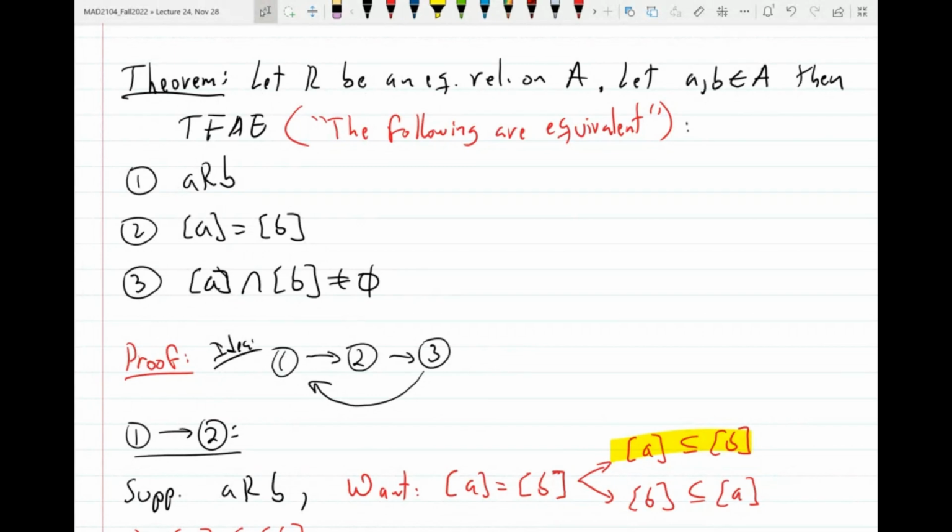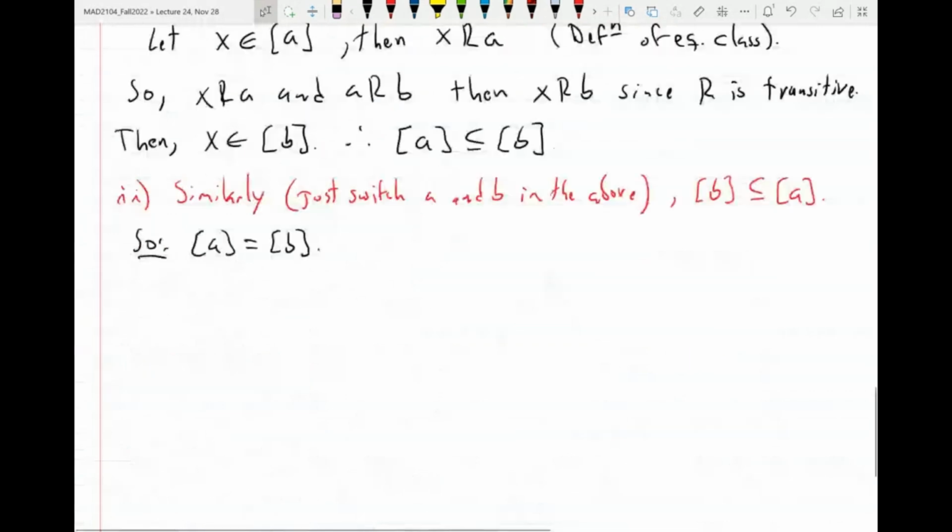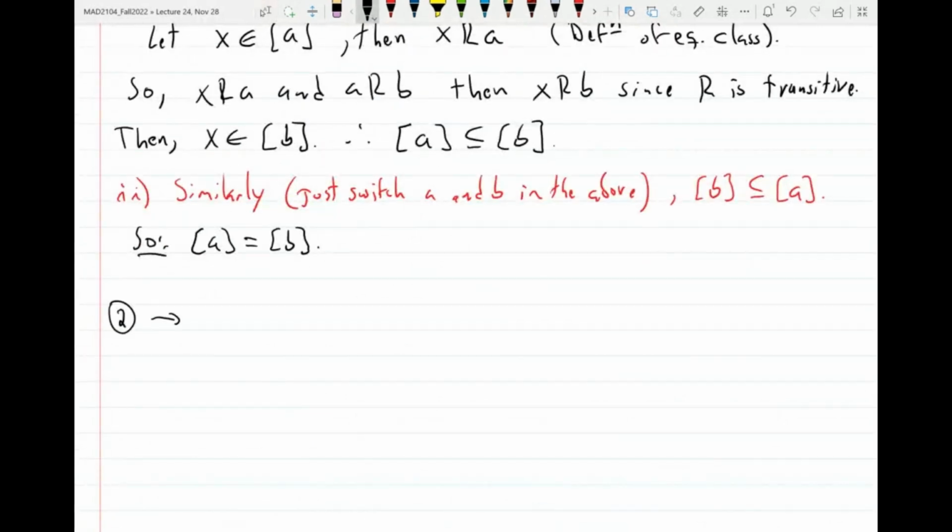Now we need to prove that 2 implies 3. Now this is easy. If the two classes are equal, does that mean that they have something in common? Yes, of course, right? So this requires no proof. So 2 implies 3.